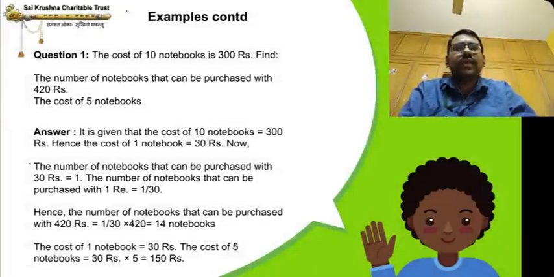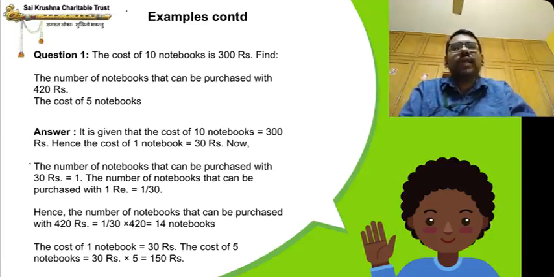Continued examples. Question 1. Cost of 10 notebooks is rupees 300. Find the number of notebooks that can be purchased with 420 rupees. Cost of 5 notebooks, that also you have to find. Answer. It is given that cost of 10 notebooks is 300 rupees. Find the cost of 1 notebook, that is 300 divided by 10, which is 30. Number of notebooks that can be purchased with 30 rupees is 1.